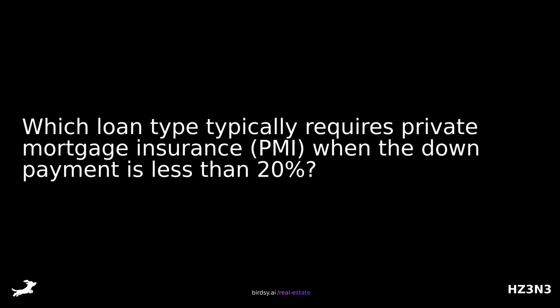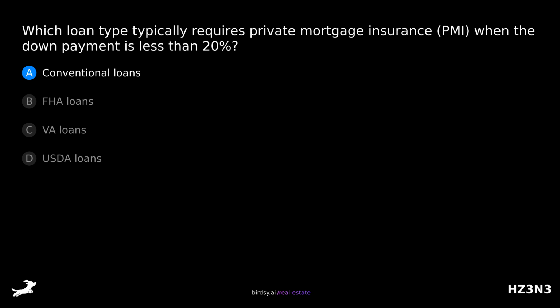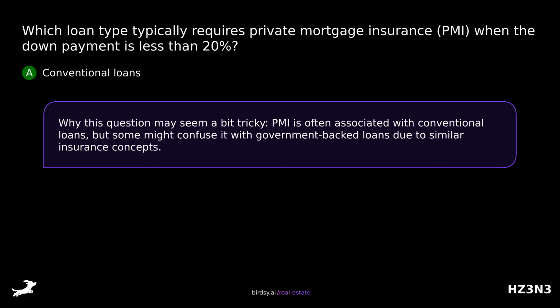Which loan type typically requires private mortgage insurance when the down payment is less than 20%? Is it A, conventional loans, B, FHA loans, C, VA loans, or D, USDA loans? The answer is A, conventional loans. Why this question may seem a bit tricky. PMI is often associated with conventional loans, but some might confuse it with government-backed loans due to similar insurance concepts.